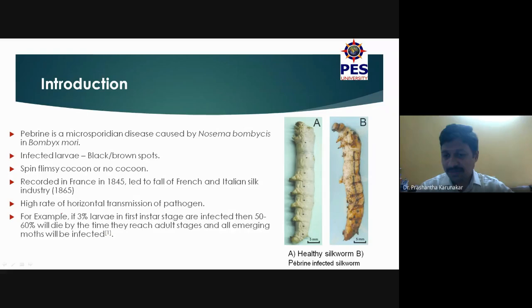So there is a high rate of horizontal transmission. If we just take an example, if 3% of the larvae in the first instar stage are infected, then 50 to 60% will die by the time they reach the adult stage. So that is the level of infection it has. And then we will not have good quality silk if it is infected. So it is going to affect the entire industry. This is one reason why we have taken up this pebrine disease.